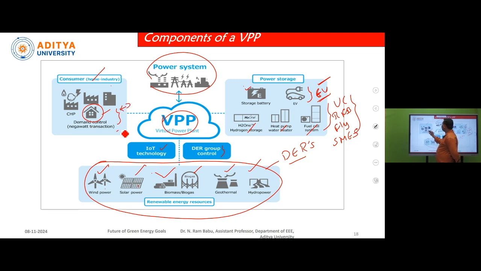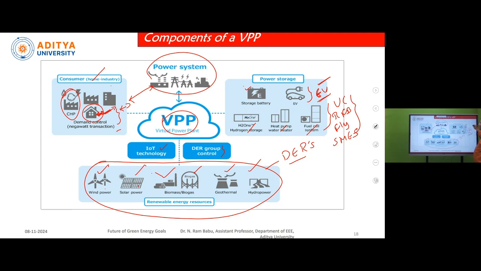Here, this consumer will store energy during off-peak hours, and during peak hours, they will sell energy to the power system. During peak hours, the electricity consumption cost is very high. So during high pricing hours, this smart home, industry, or college, even our college, sells energy. This energy will be sold to the grid so that we earn profits. Another one is CHP, combined heat and power. This is also one kind of generating station.